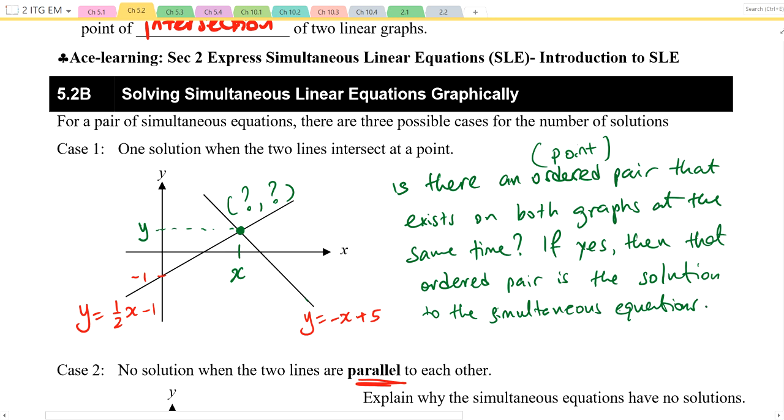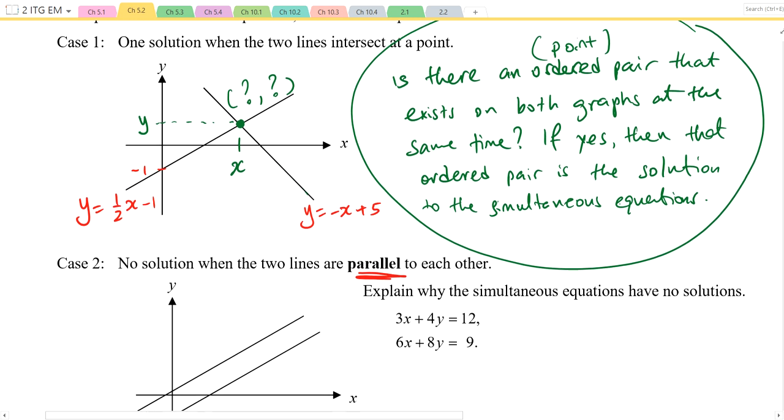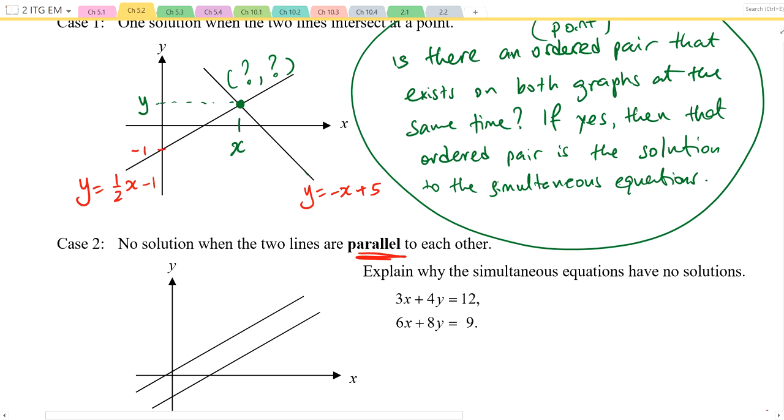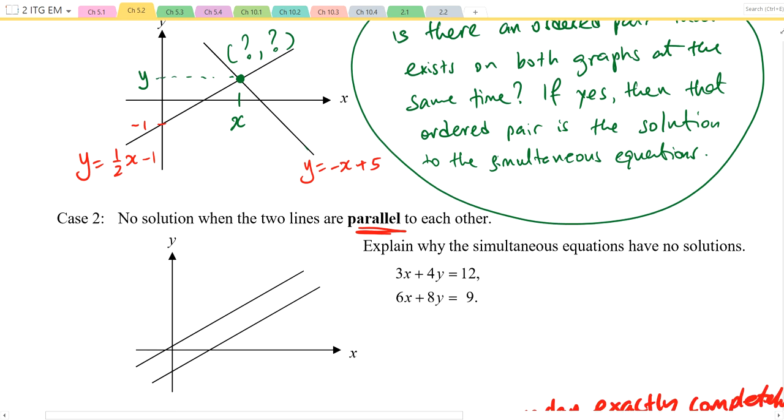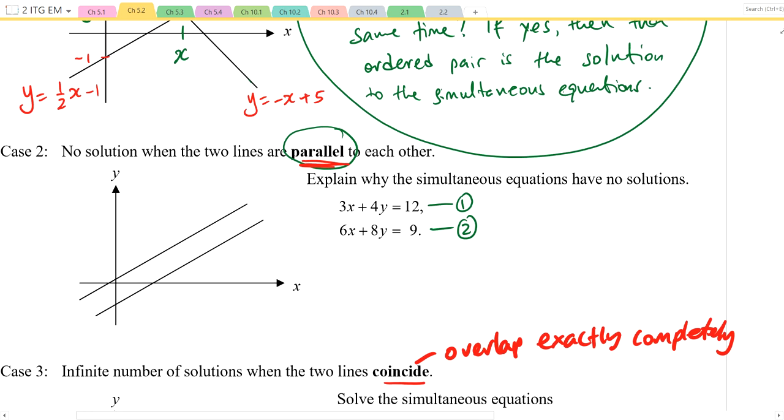Now this is the question we're going to be asking ourselves for case number 2 also. Case number 2: these two lines are parallel to each other. How do we know that they are parallel? We consider their gradient. Here we have equation number 1 and equation number 2. To determine whether they have the same gradient, we would like to put them in the form of y equals mx plus c.